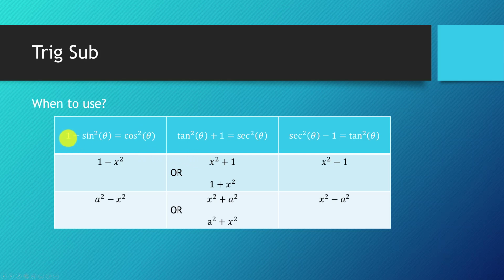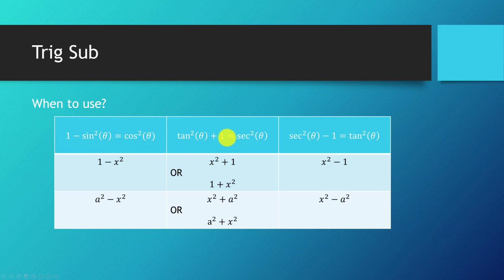So notice that we know this one the other way around, where sine squared theta plus cosine squared theta equals 1. But if we rewrite that, we'll get 1 minus sine squared theta equals cosine squared theta. And that means if we see something like 1 minus x squared or a squared minus x squared in an integral, then we'll choose x equals sine, because it will fit this identity, and then we can replace the whole thing with cosine squared theta.